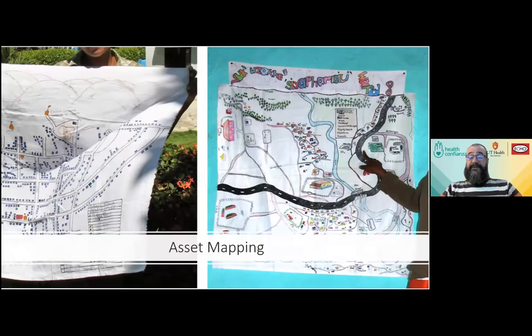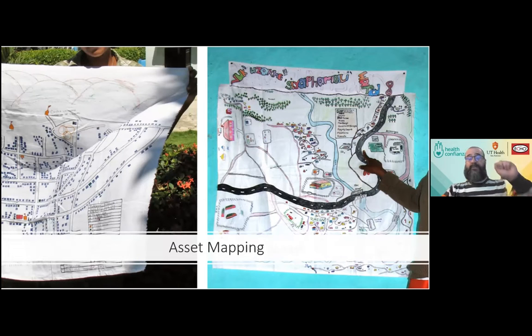The second skill, and this is one that I know is very familiar to many people on this call, is asset mapping. So these are some images from communities that I've worked with in Africa and Haiti, just to kind of show you how we put them onto cloth so that it was something that people could actually physically hold and see. But they would map their entire communities.